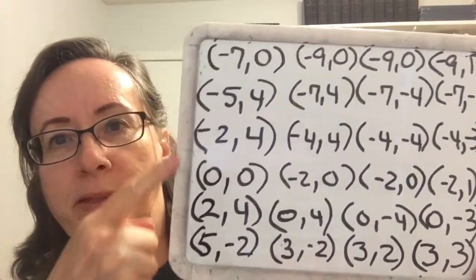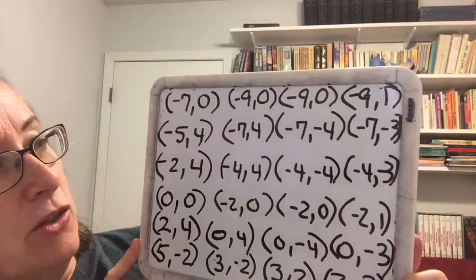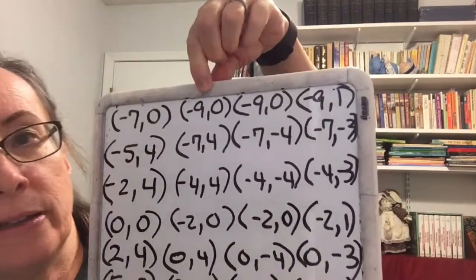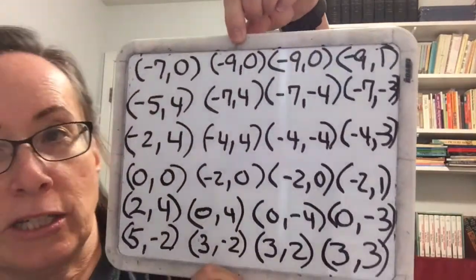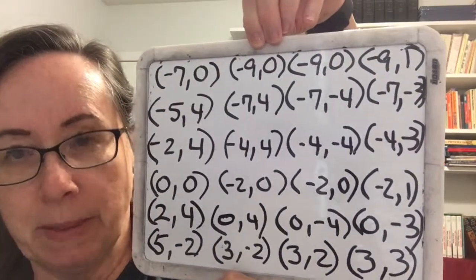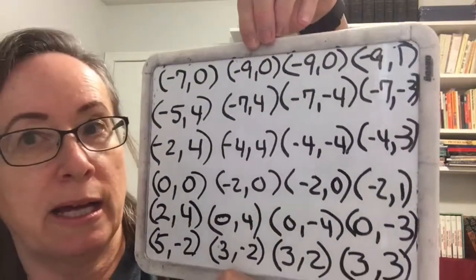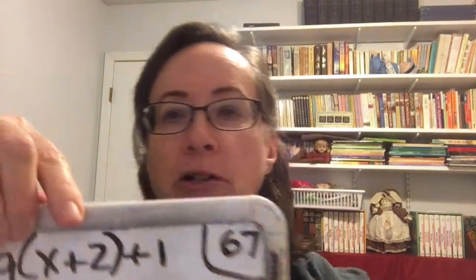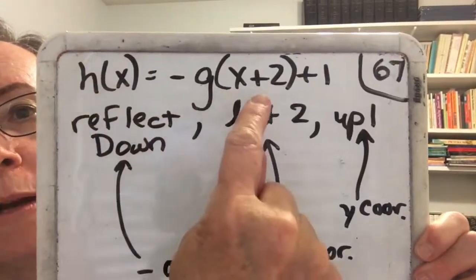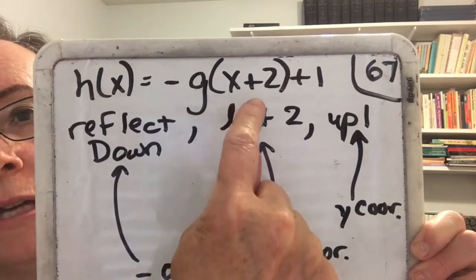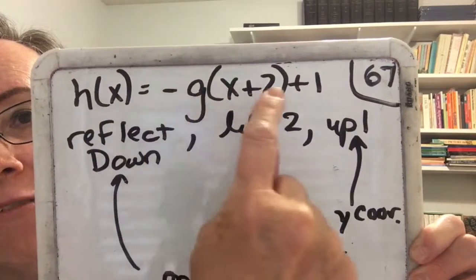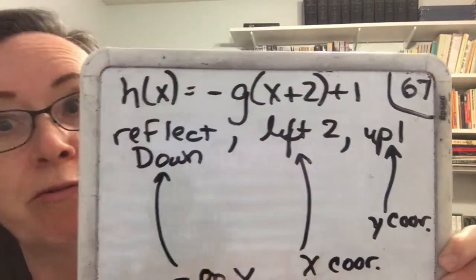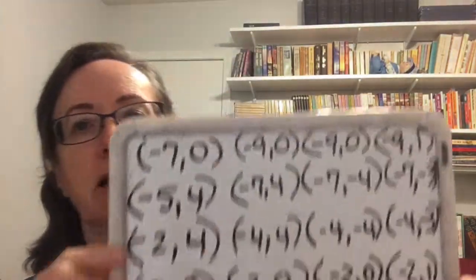I started here with the original point. Okay, so in this first column here, all the way down, I shifted it left 2 from the very beginning, left 2, which was what was inside the parenthesis. Okay, so here was my function again. This part right here tells me to shift it left 2. So I went ahead and did that first. You could have reflected it first. I went ahead and did that because it was inside the function first.